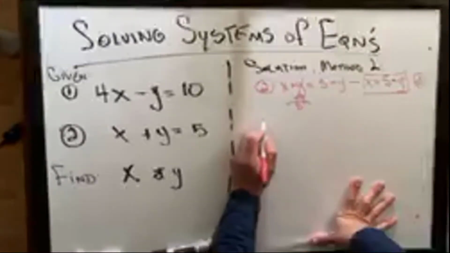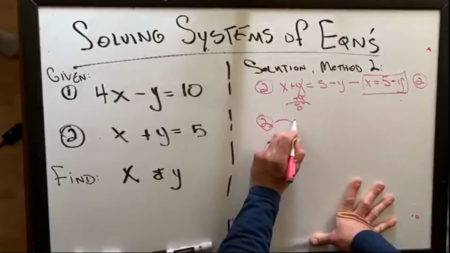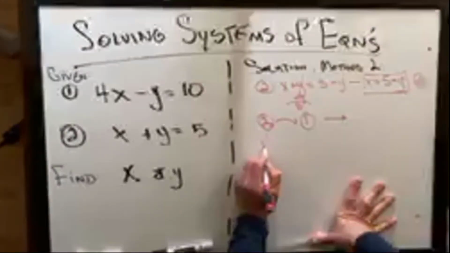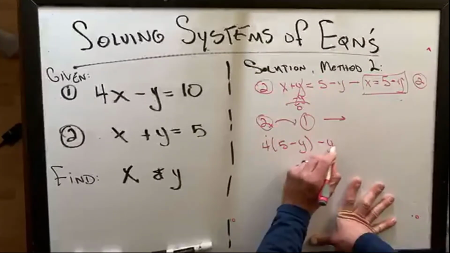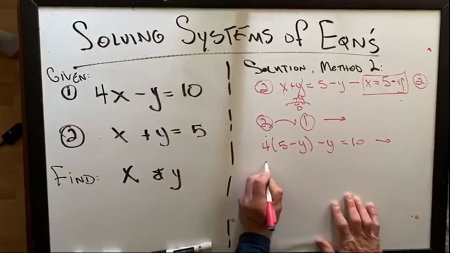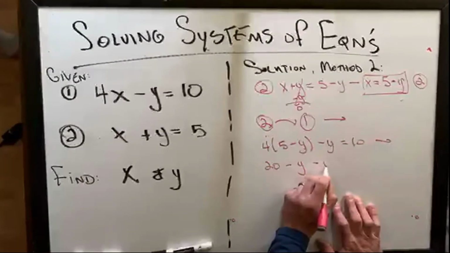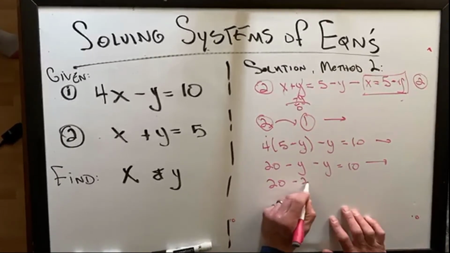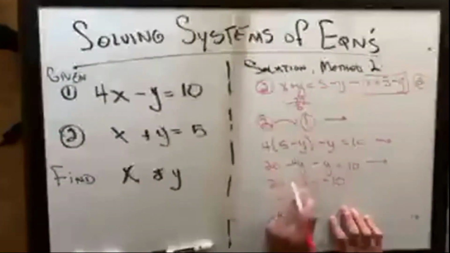So I'm going to take my equation number 2, the x version of it, and substitute it into my equation 1. So I have 4 times (5 minus y) equals 10. That means I have 4 times 5 is 20, minus 4y, minus y, equals 10. So 20 minus 5y equals 10. You need a 4 there. So I guess this is 5y.